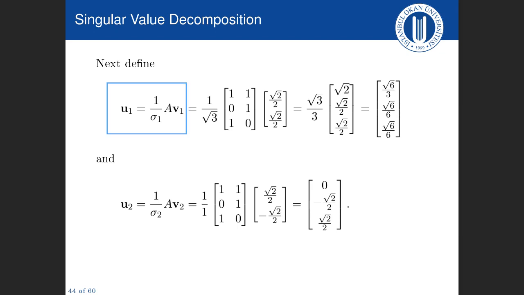To calculate U1 and U2, the formula is we're going to do AV1 divided by sigma 1, and we're going to do AV2 divided by sigma 2. I'll leave these calculations for you to check. If I haven't made any mistakes, I calculate that U1 is root 6 over 3, root 6 over 6, root 6 over 6, and I calculate that U2 is 0, minus root 2 over 2, root 2 over 2.